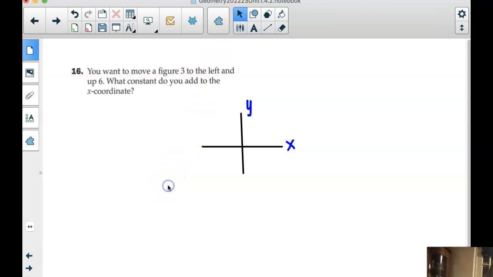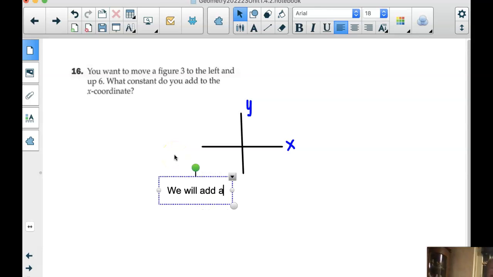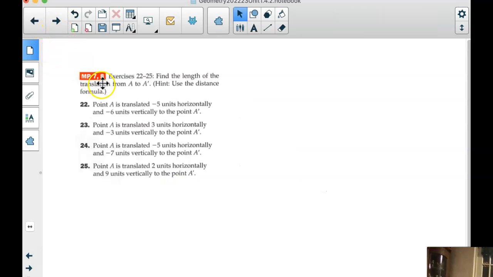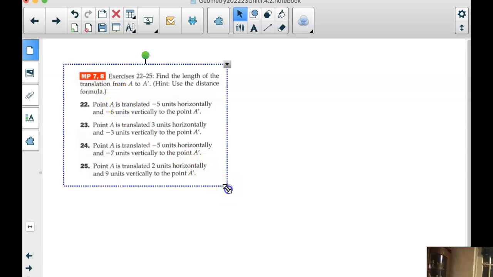Did all of you get there before me? Okay, we good? You could say subtract 3 as well. I would mark that correct. But they said add, so we said add. All right, now we're going to look at some of these. And again, I'm making them bigger.